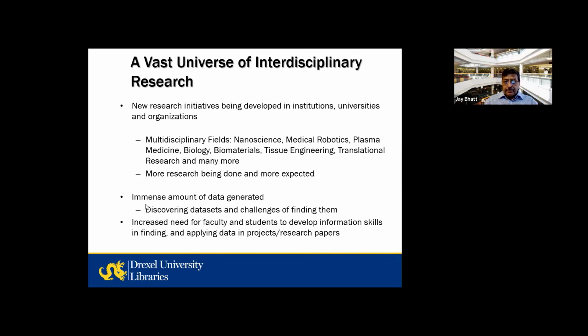And even at Drexel, we all know that there are a number of interdisciplinary research areas, and because of that, whether it is in nanoscience or medical robotics, biomaterials, tissue engineering, biology, more and more research is done and more data is generated. And for that also, when they write funding proposals or research proposals, they have to support that using data. So discovering data sets and challenges of finding them is growing, and therefore it becomes evident that there's a need for faculty and students to develop information skills in finding and applying data in project and research papers.